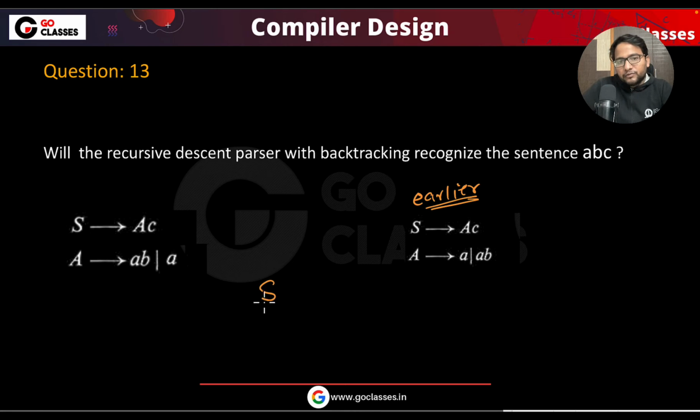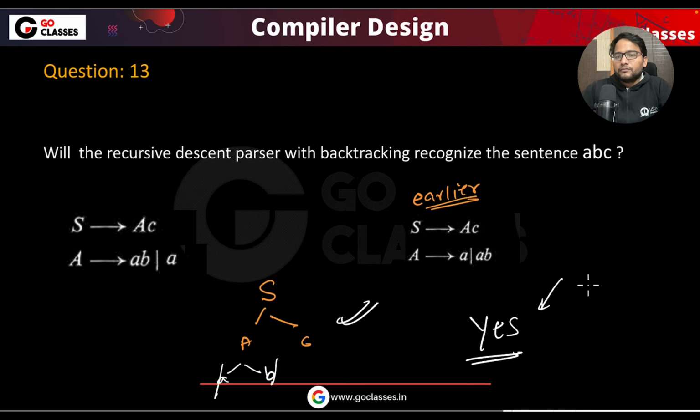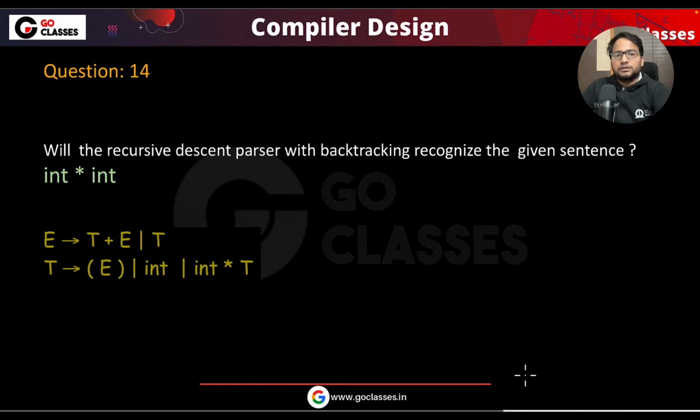So what do you think? This capital S will go to capital A small c, and then this capital A will say, okay, let me go to AB. Since this A is matching with this A, this B is matching, and this C is matching, it is able to parse. So now the answer is yes. Just because we are changing the order of production, the language that is recognized is changing, right? Hope you understood.